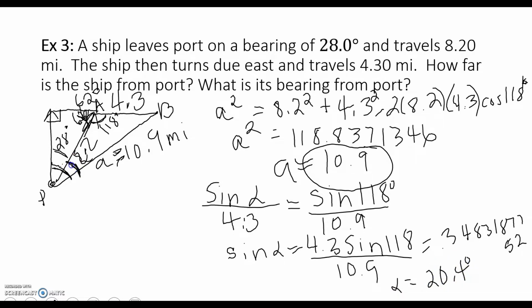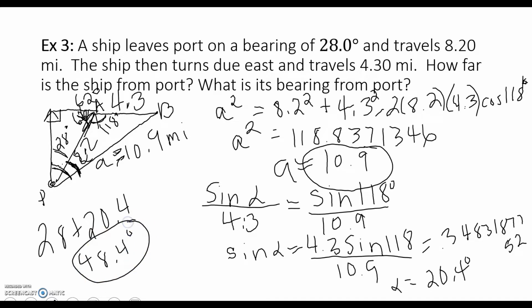Now that's alpha, which is over here. Let me get my pointer so y'all can see. So alpha is this angle right here. And remember, we want to know this whole angle, as this will give us the bearing. So in order to figure out that whole angle, we have to take this 20.4 degrees and add it to this 28. So the bearing would be 28 plus 20.4, which will be 48.4 degrees. So that would be the bearing of the ship. It will be 48.4 degrees, and then it'll be 10.9 miles away.